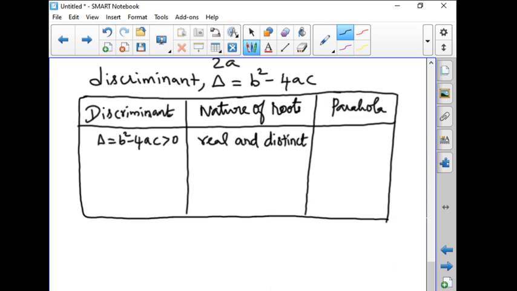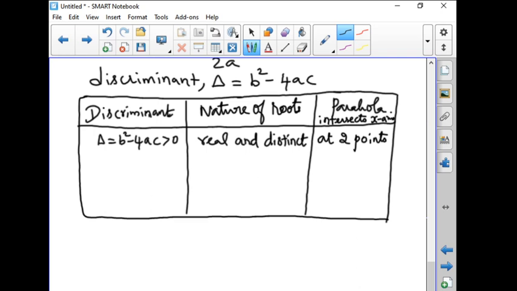Parabola intersects x-axis at 2 points. When the roots are real and distinct, we will get 2 roots, isn't it?